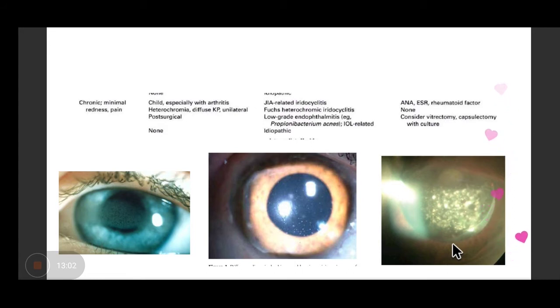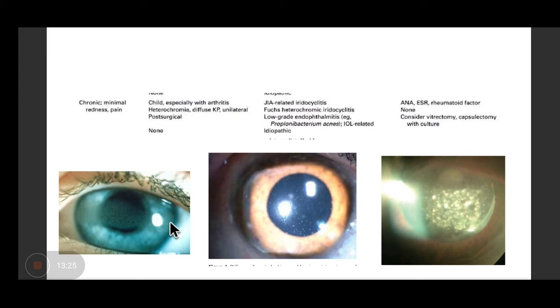So, chronic minimal redness and pain. If it's a chronic patient with minimal redness, minimal pain, especially in a child, you have to rule out juvenile idiopathic arthritis, JIA related iridocyclitis. Look at this eye. This looks very white. There is no congestion in this, but this is a child who has JIA.